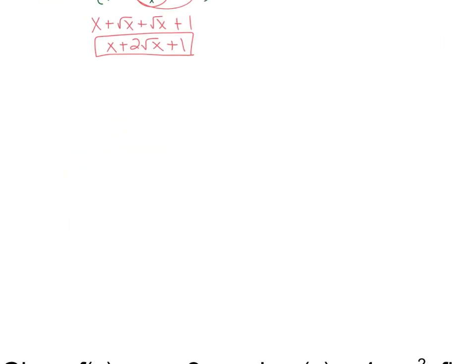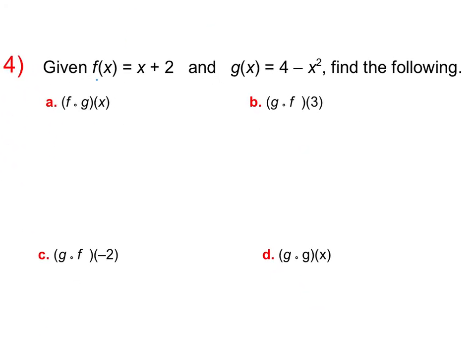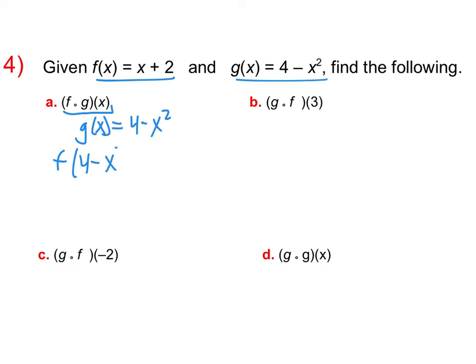Number 4. So here we're given two different functions. F of x is x plus 2, g of x is 4 minus x squared. So letter A, we're going to do f of g of x. So we're going to take g of x first. That is 4 minus x squared. And that's going to get replaced into the f of x function, wherever we see the x. So it'll be 4 minus x squared and then plus 2. And simplifying, we can combine the 4 and the positive 2, so we get negative x squared and a positive 6.